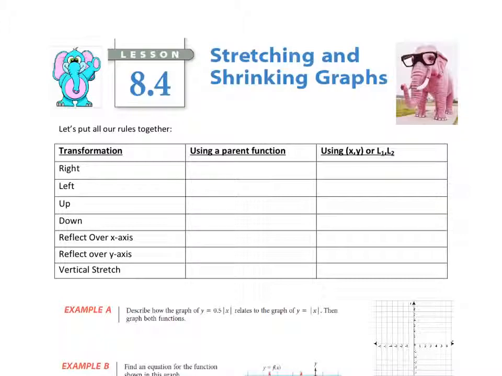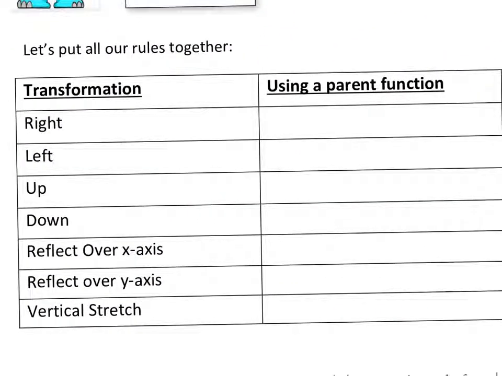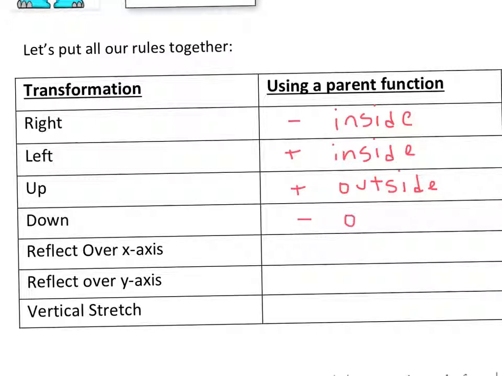our rules for going right is to subtract on the inside. To go left, we add on the inside. To go up, we add on the outside. And to go down, we subtract on the outside. That's all of our translations.